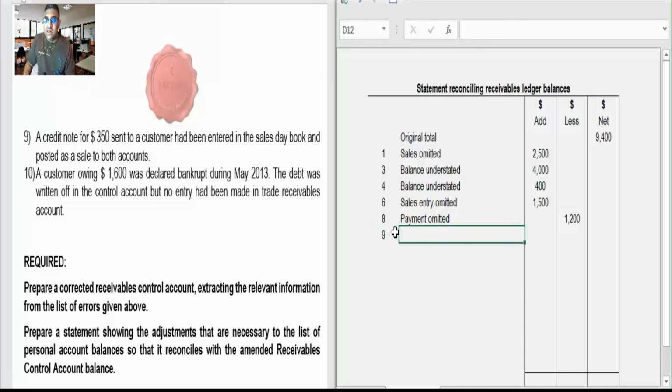Here as well, we have to reduce the amount of sales in the customer's account. So these are sales wrongly posted, and at the same time we have to reduce the balance of the customer's account by 350, which represent sales returns.